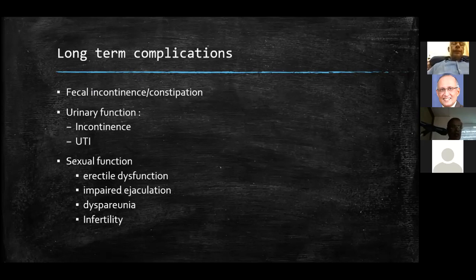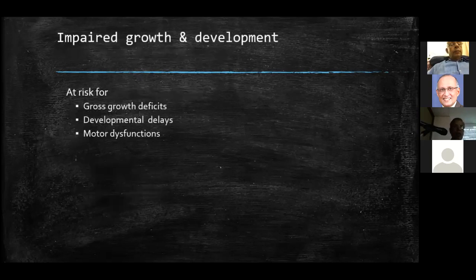They come across fecal incontinence in a few, and constipation, and urinary function problems: incontinence of urine and recurrent urinary tract infection. And sexual function, there is a good number of patients with anorectal malformation who encounter sexual function difficulties: erectile dysfunction, impaired ejaculation, dyspareunia, and infertility. And impaired growth and development is also an important point. They are at risk for growth deficit. Developmental delays are common. And motor dysfunction is also reported.